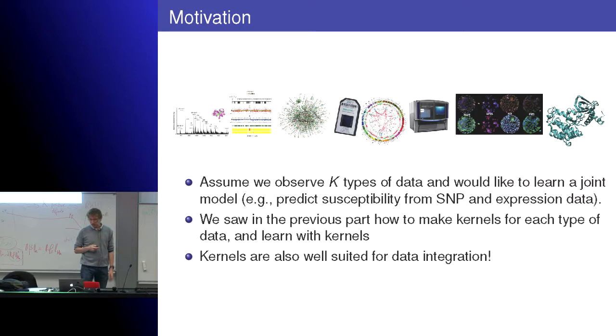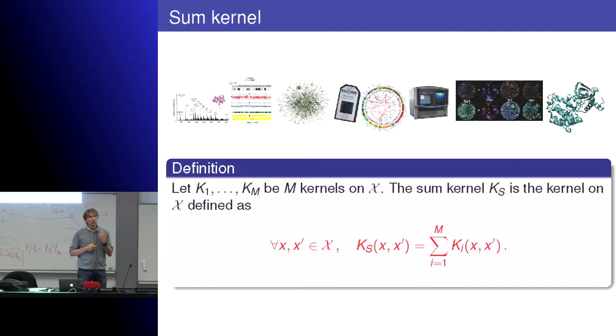So one take-home message is that there are two ways to do that. One is oversimple, but it's very efficient. When you have several kernels, you just make the sum of the kernels. Okay, you give me two kernels, K1 and K2, then you can make K1 plus K2. It's a valid new kernel.